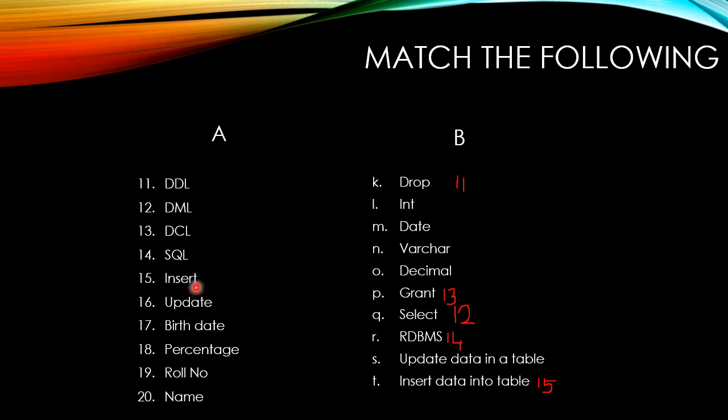Okay, now the next one, update. Update means to update the data which is written in the table. Okay, if you want to update anything, if you want to change any data, you can use the update command. So the correct option is update data in a table. So here I am going to write 16.